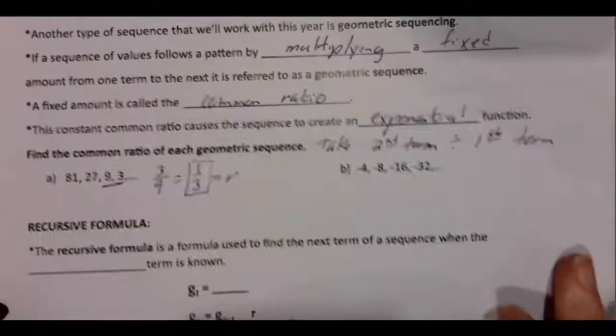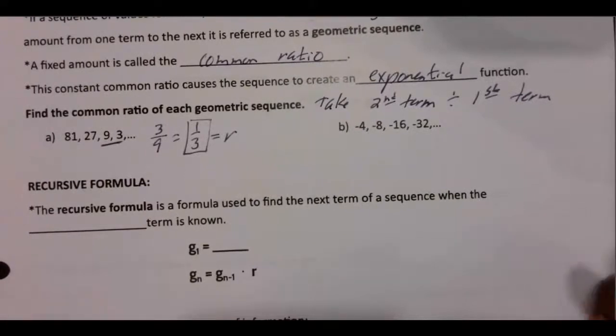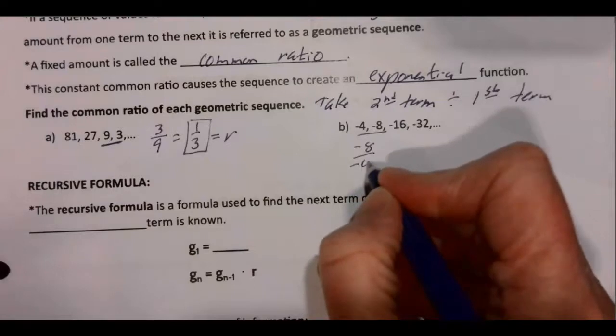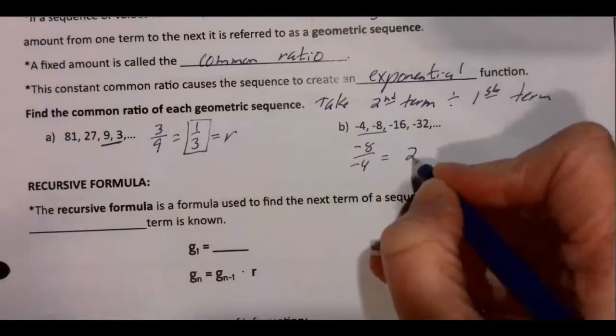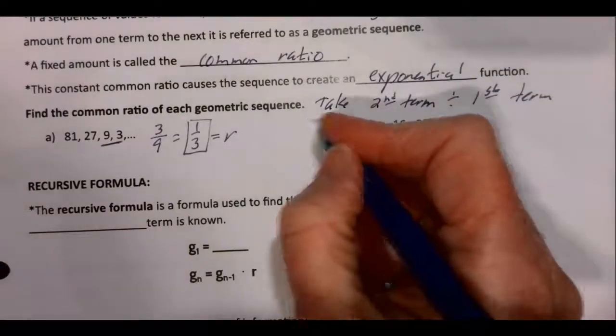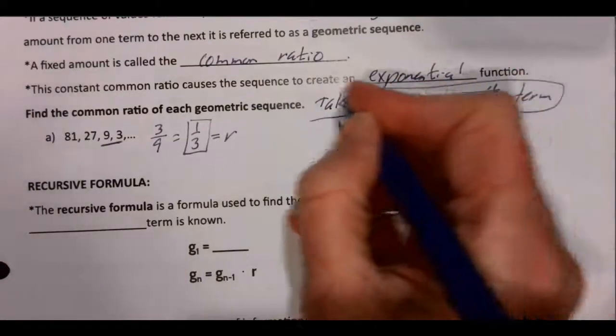Okay, do the same thing here. We're going to divide second by first. I'm going to take the first 2 this time. So I'm going to take -8, divide it by -4. That gives me a +2. That's my common ratio. So here's how I find the common ratio.